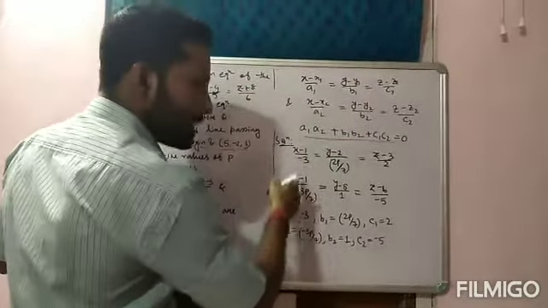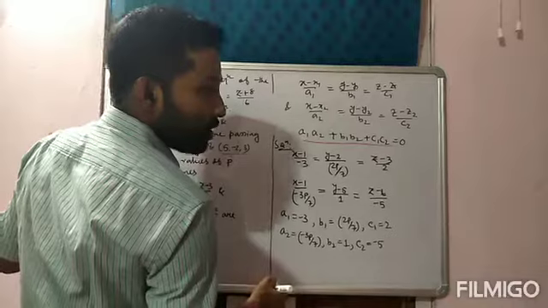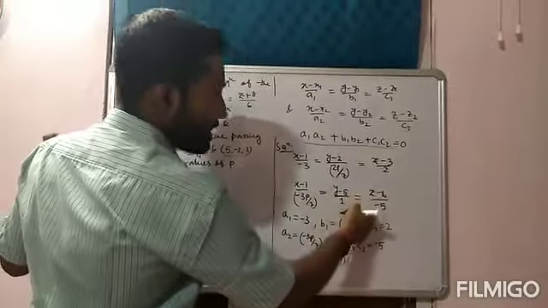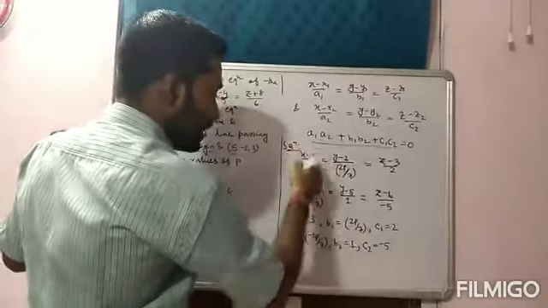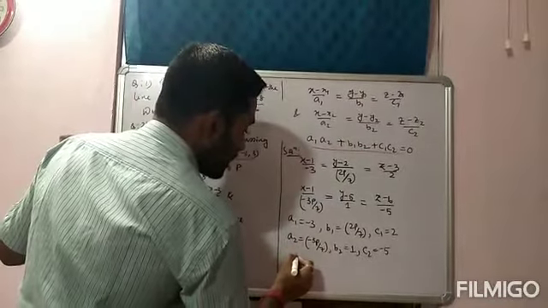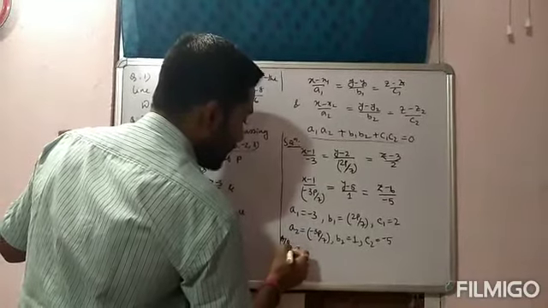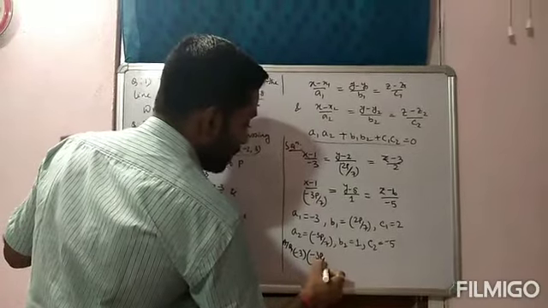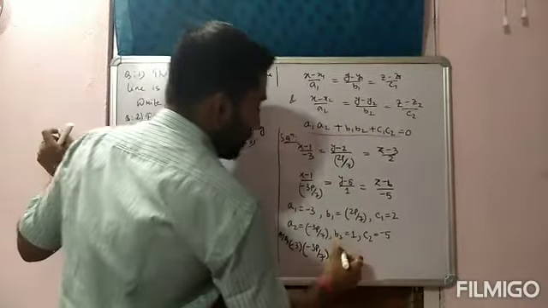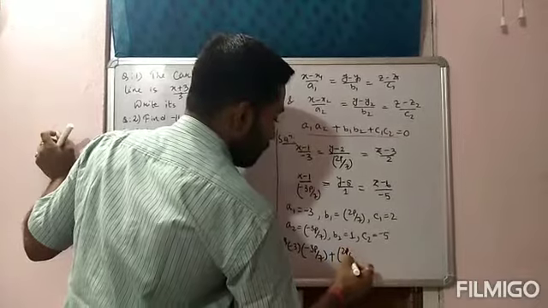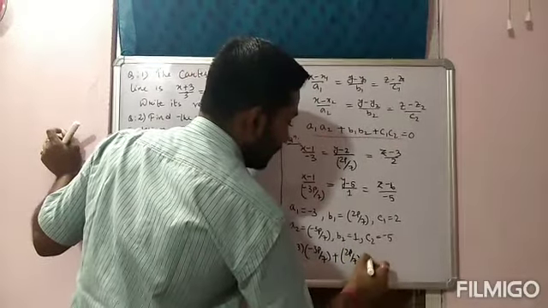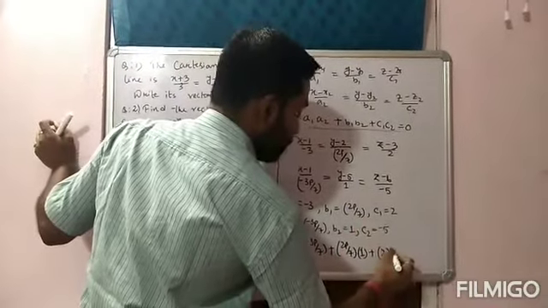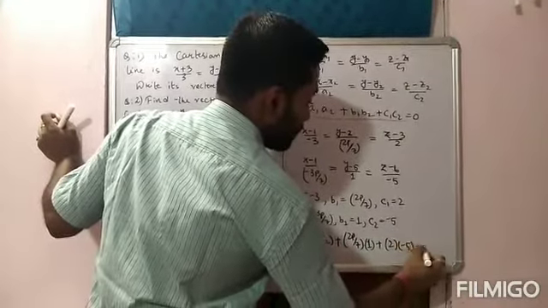Now since these two lines are at right angles, so therefore we can say that a1 a2 plus b1 b2 plus c1 c2 is equal to 0. This is the condition. a1 into a2, that means according to the question we can write minus 3 into minus 3p by 7 plus 2p by 7 into 1 plus 2 into minus 5 is equal to 0.